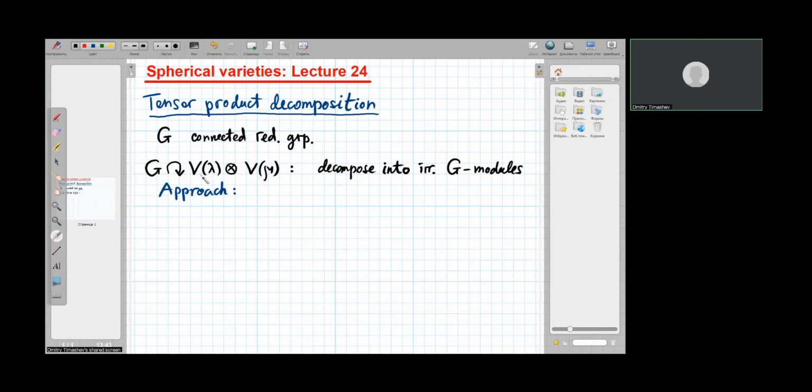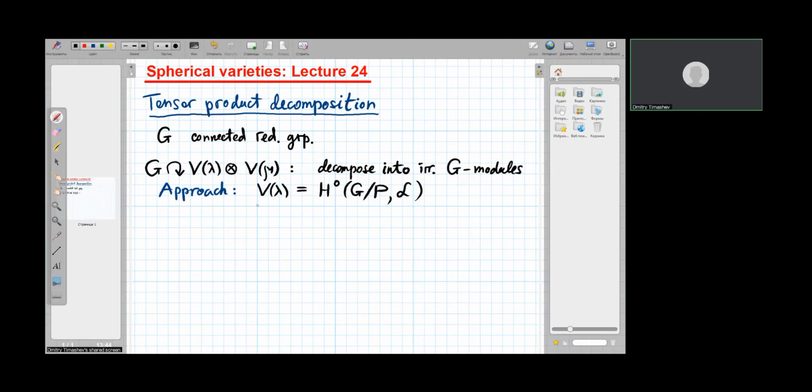If it is so, then this V of lambda, the representation of G of highest weight lambda, is realized in the space of global sections of some line bundle over a partial flag variety, G over P, for some parabolic subgroup. So we can realize V of lambda as the space of global sections of some line bundle L over some G mod P. P is a parabolic subgroup in G. It may be a Borel subgroup, but in general, it may be some parabolic subgroup.